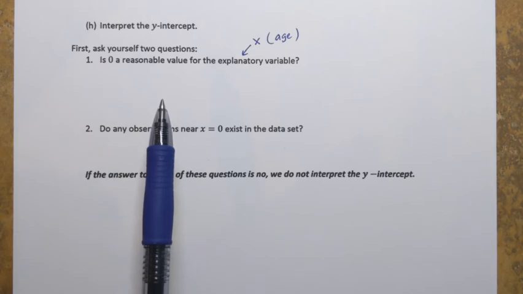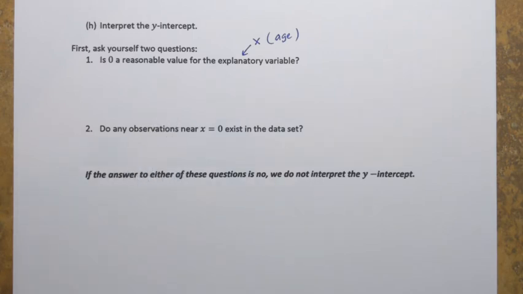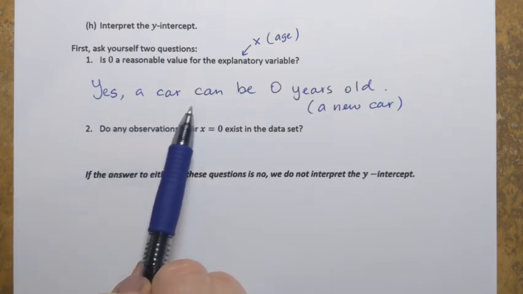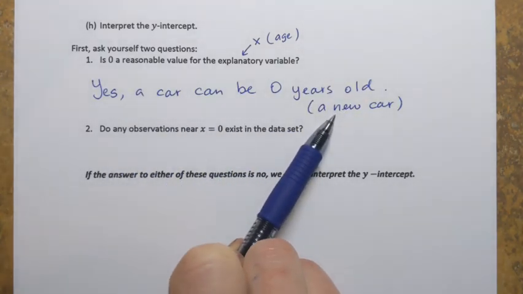So it is reasonable. It's not reasonable, for example, if the explanatory variable is height. Can the height of a person be 0 inches? Well, no. So that's when we're going to say no to this kind of question. But in our case, the answer is yes. I'm going to write down the complete answer. Yes, a car can be 0 years old. It's a new car.